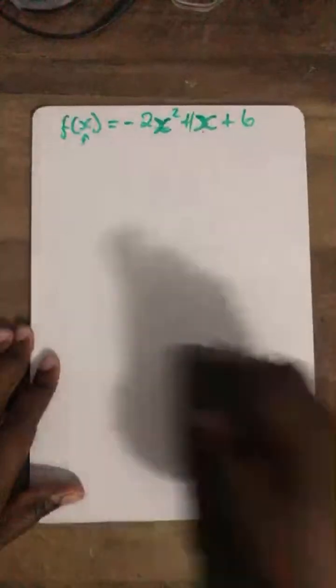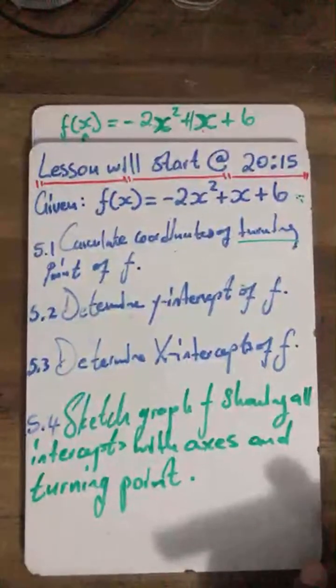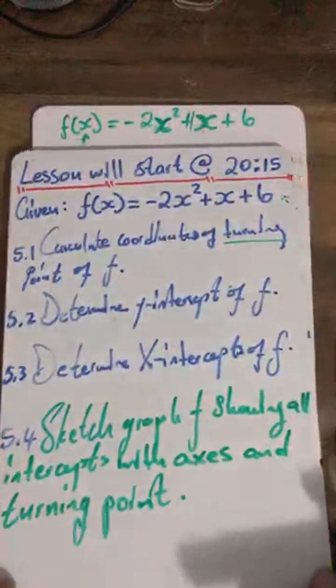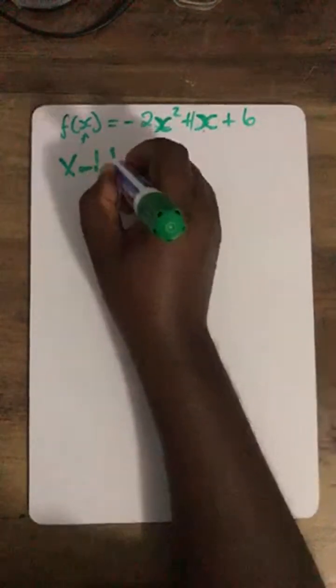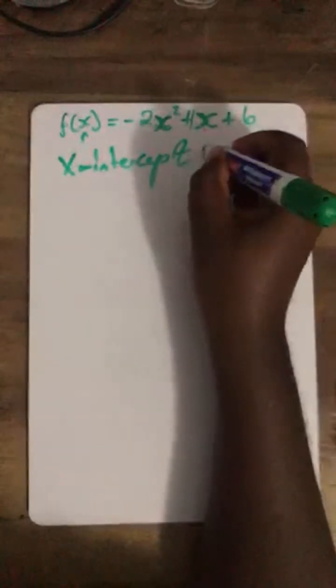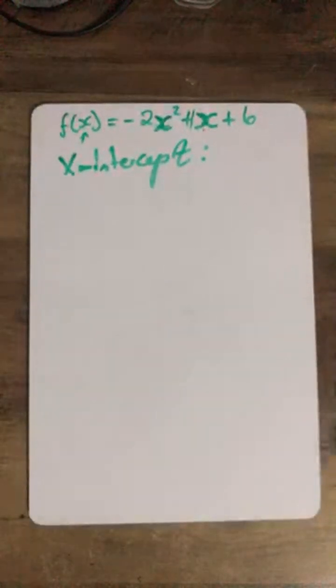And then now we move on to 5.3. What are they saying? Determine the x-intercepts. This one I'm giving to you to work out. What are the x-intercepts? This is the question which is allocated 4 marks. And then the last question is allocated 3 marks.